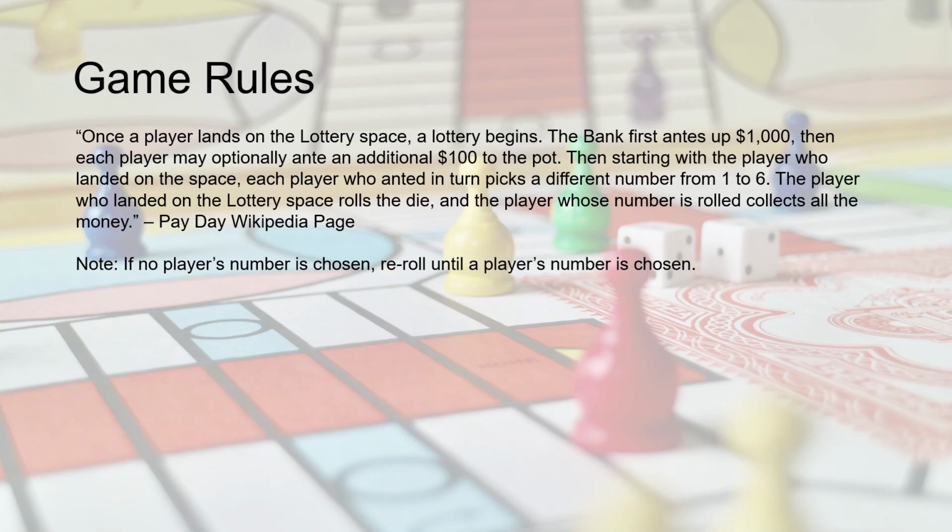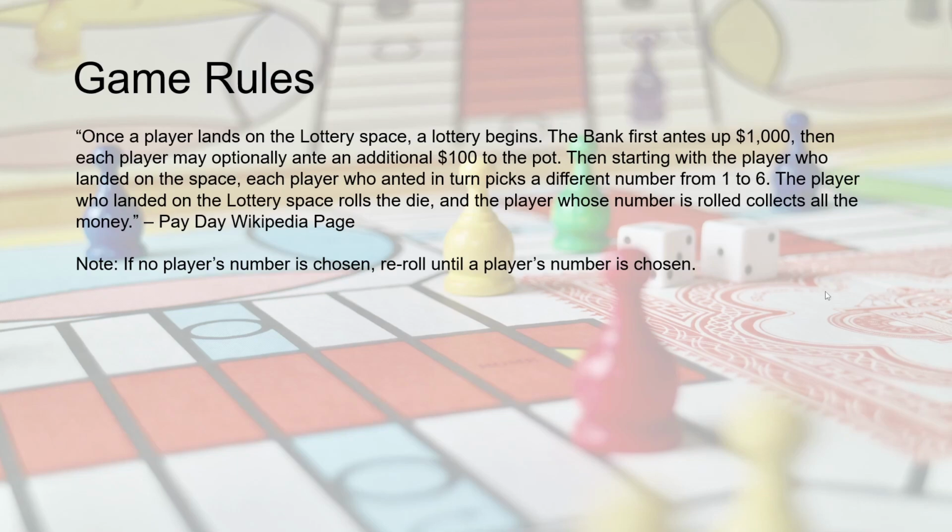Unfortunately, they did not list their original source, so I have sourced them, but these do line up with the rules that were available in the rules book for the game. Now, I've added a quick note here. If no player's number is chosen, re-roll until a player's number is chosen. So if there's 2 of you playing the game, you have a 1 in 2 chance, not a 1 in 6 chance, of being chosen.